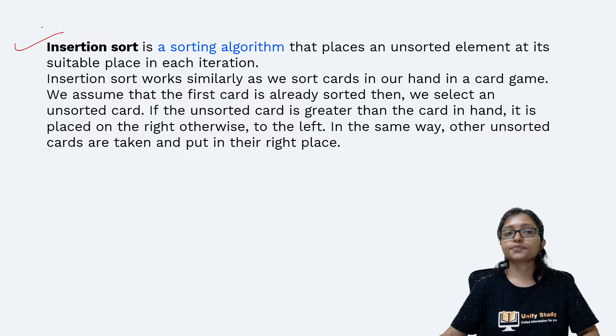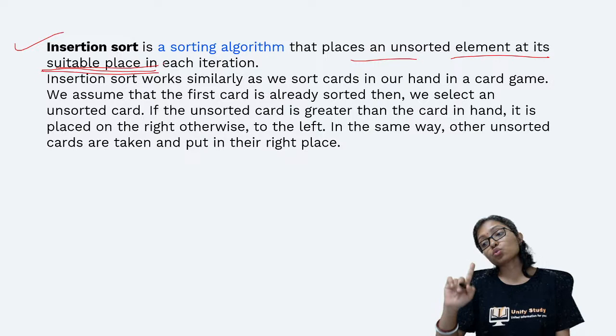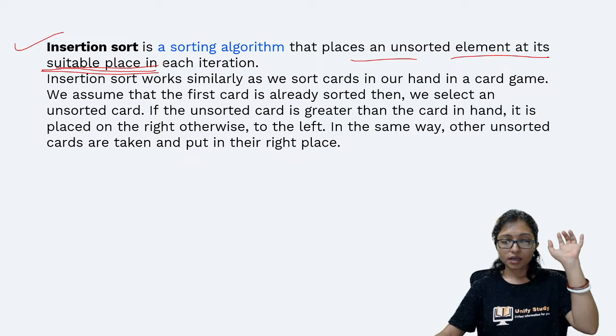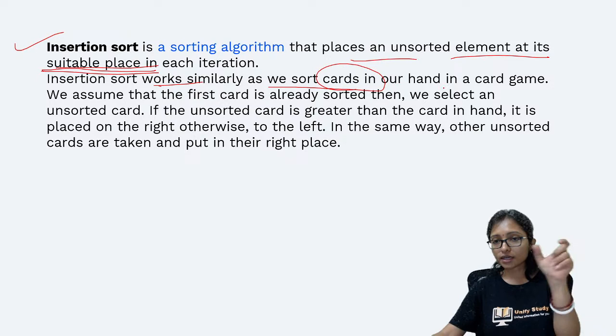Insertion sort is going on like that. It also takes an unsorted element and places it into a suitable place. Previously, it was always coming to the first of the unsorted one. But here I am trying to put it in a suitable place, like a card game. Insertion sort works similarly to how a card game is played.